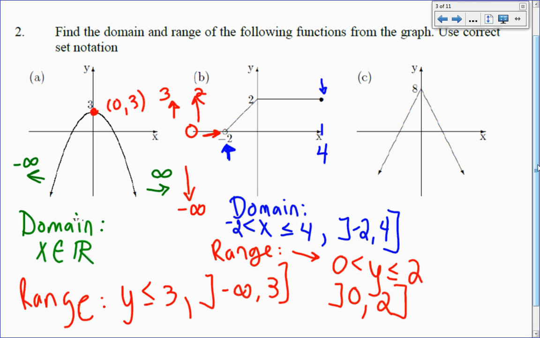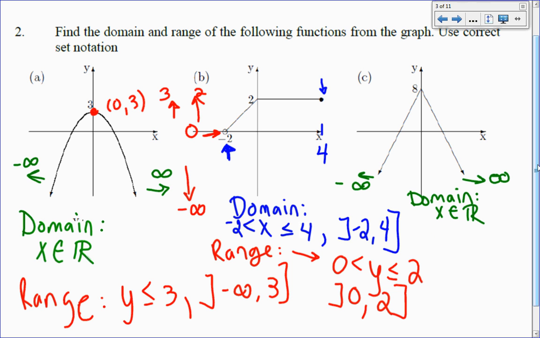Okay, letter C. Again, our domain here is all real numbers. You can see x is going towards positive infinity, it's going towards negative infinity, it's going towards positive infinity. It covers all real numbers. So x is an element of all real numbers.